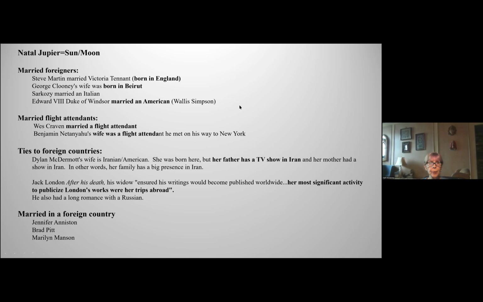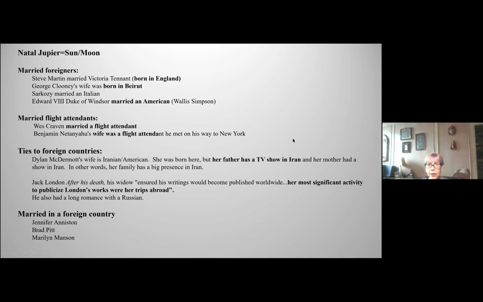So here are people with natal Jupiter equals Sun Moon. People who married foreigners: this was an American marrying an English person, an American marrying a Lebanese person, a French person marrying an Italian, an English person marrying an American. And these are people who married flight attendants. Wes Craven and Benjamin Netanyahu: Wes Craven married a flight attendant, and Netanyahu met his wife on a trip, and she was the flight attendant.